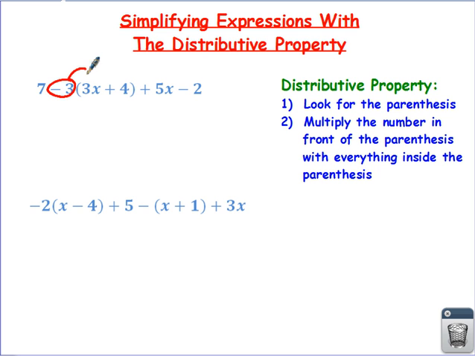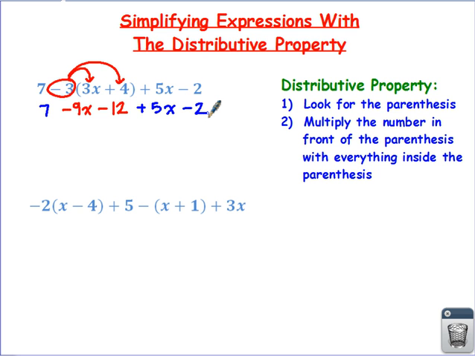So I'm going to do negative 3 times 3, which will give me negative 9, and I'm going to keep that x, and then I'm going to do negative 3 times 4, and that's going to give me negative 12, which acts like a minus 12. We'll just bring everything else down. I'll bring down my 7, my plus 5x, and my minus 2.